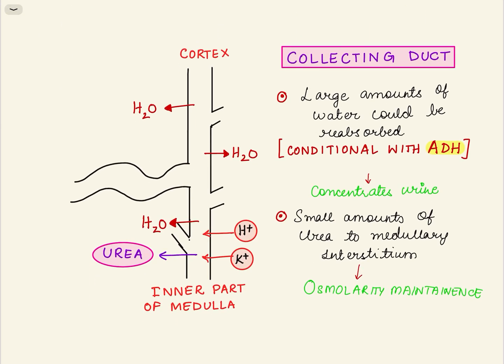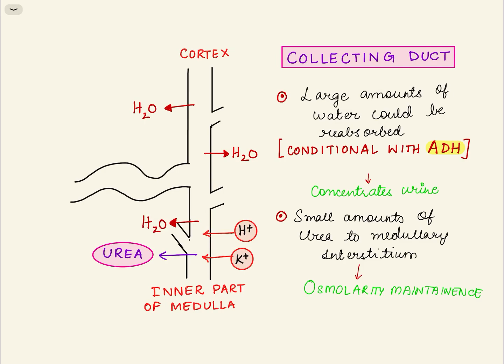Next, coming to the collecting duct. The collecting duct is a structure which extends from the cortex till the inner part of the medulla. This will end in the renal pyramid, further into the calyces. This structure is very long and it collects the filtrate from various distal convoluted tubules, that is, from various nephrons. The collecting duct mainly does conditional reabsorption of water based on ADH, antidiuretic hormone. We are going to see the role of ADH in the mechanism of concentration of urine in the upcoming video. The main function of the collecting duct is reabsorption of large amounts of water. It also secretes small amounts of urea into the medullary interstitium.